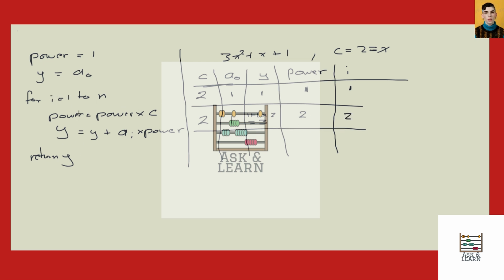So now power is power times by c. So 2 times by c, so that's 2 times 2, so that gives you 4. Y becomes 3 plus by a sub I, and I is 2, so a sub 2, so that's 3, times by the power, which is 4. So this is 3 plus by 12, so this is just 15. And then we exit and we return y. So we have 15.